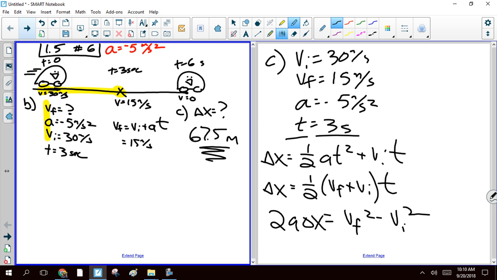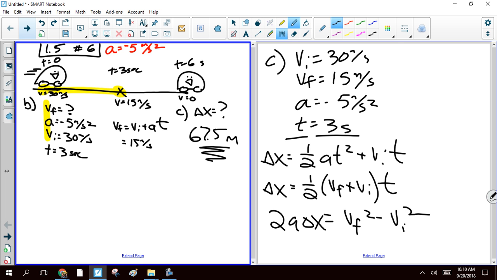Everybody good up to there? Problems, questions, concerns? All right, that's part C. Now I should quickly comment: when do I need to use these displacement equations instead of just doing velocity times time? Good, when the object is accelerating. That's what complicates things, the fact that the object is accelerating, so it goes a different distance in each second.